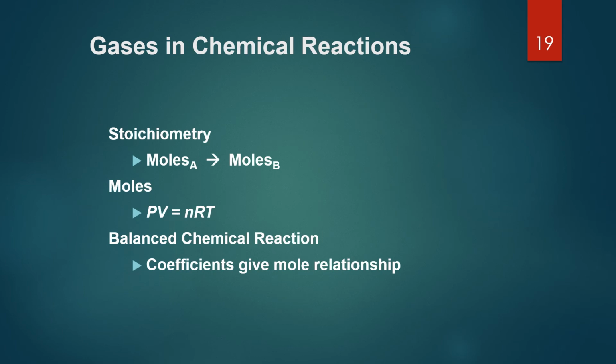So, gases and chemical reactions. In chapter 4, we looked at stoichiometry. And what stoichiometry is, is where we can convert between moles of one gas into moles of another gas. So we can take this a step further and apply it to balanced chemical reactions.